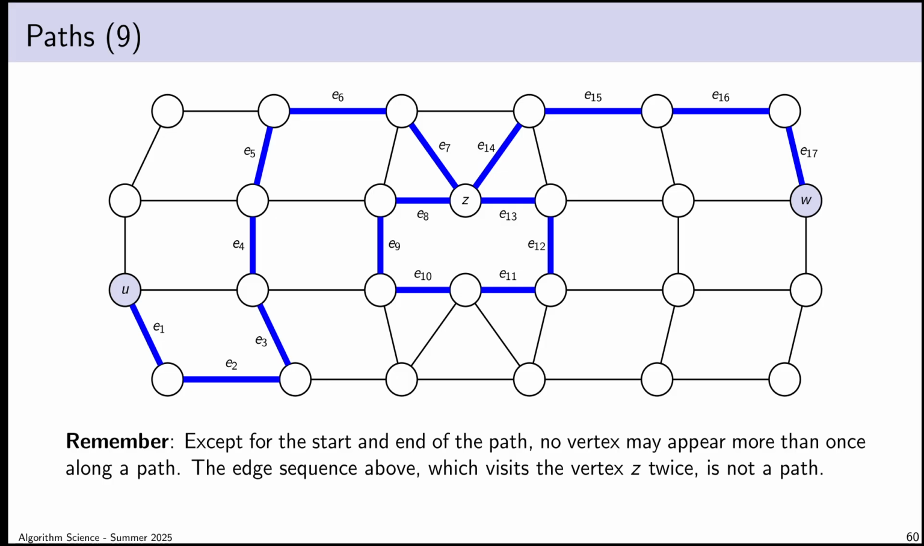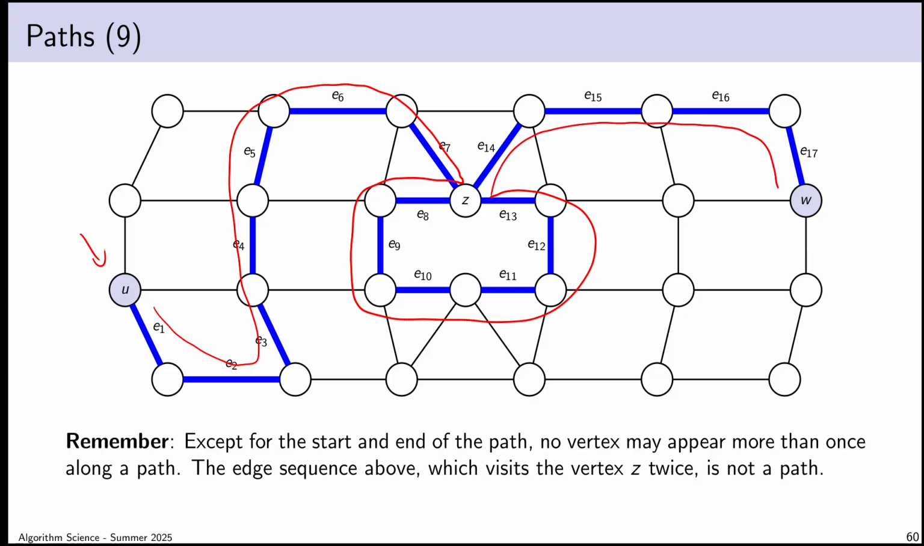Notice that if I start walking from U and I wander this sequence of edges here, I get to Z, and then I, for some reason, walk around in a circle, come back to Z, and then go on to W. I can get from U to W with that sort of circuitous traversal, but that isn't a path. A path can never repeat the same vertex twice. And because Z shows up at two distinct places along this, it is not a path.